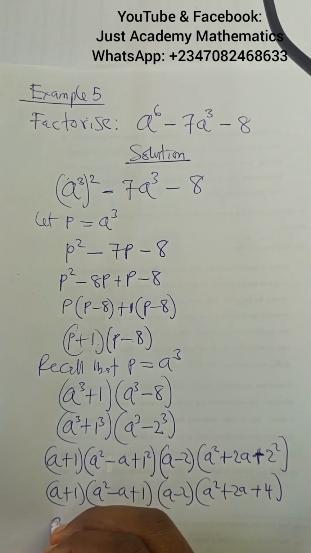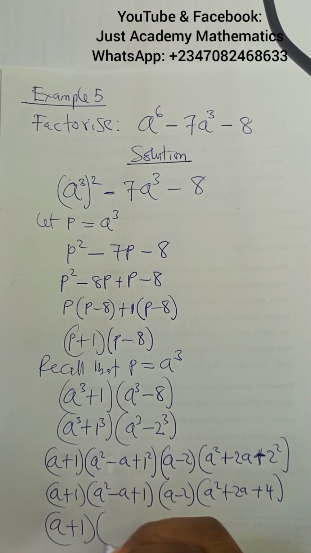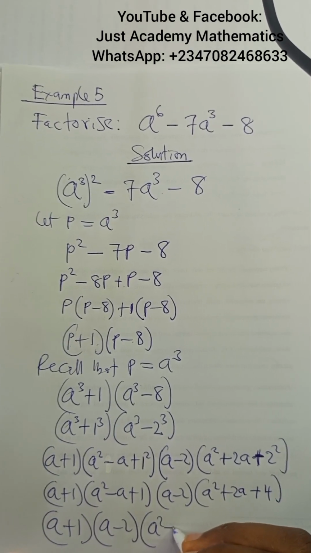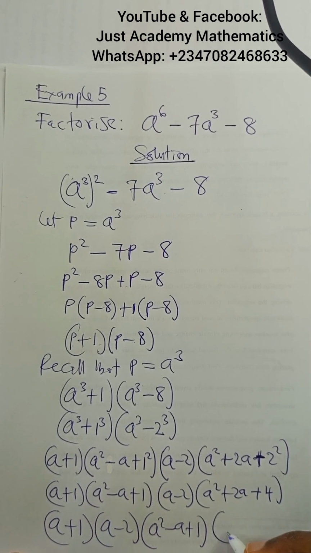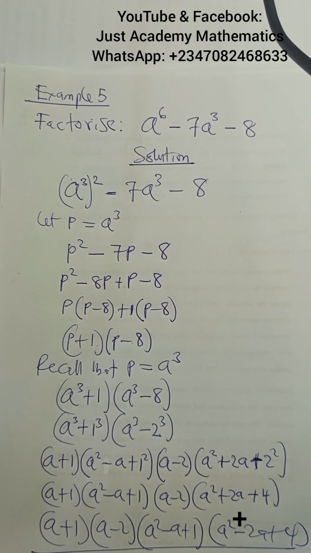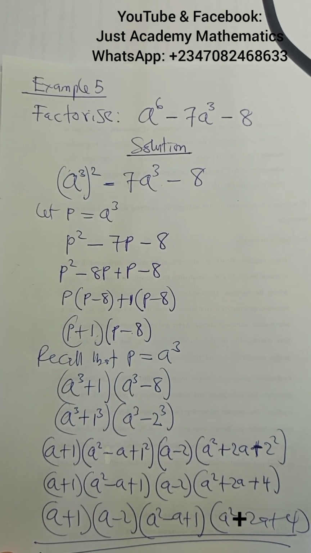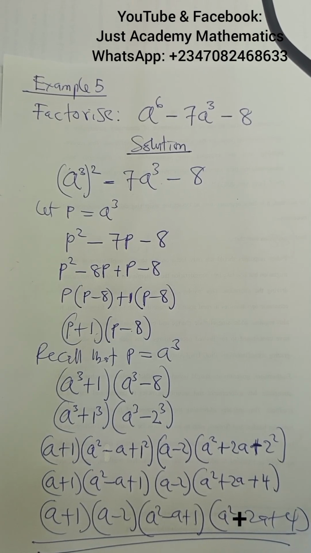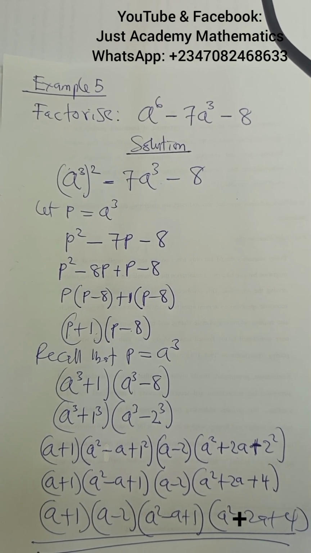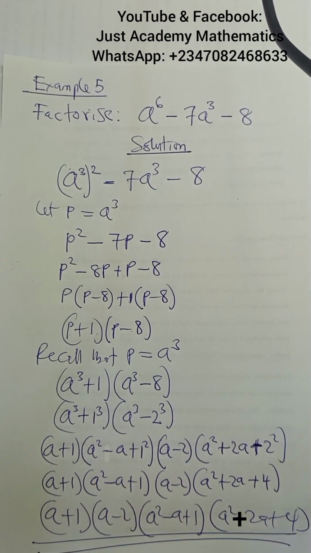So we conclude that the answer is a plus 1 times a minus 2 times a square minus a plus 1 times a square minus 2a plus 4. This is what you will get when you factorize that. Is that clear? Let's conclude this class.